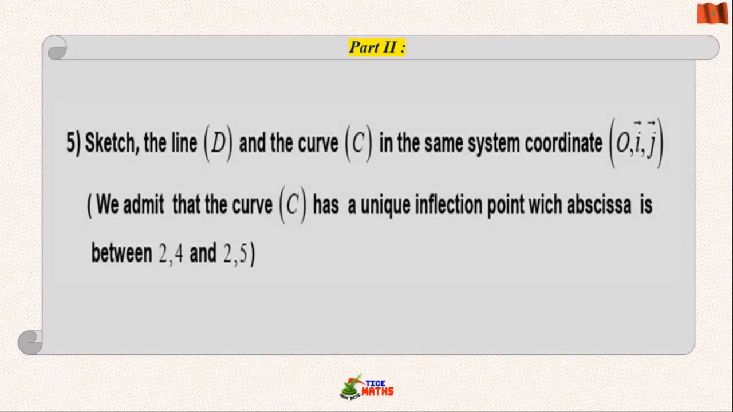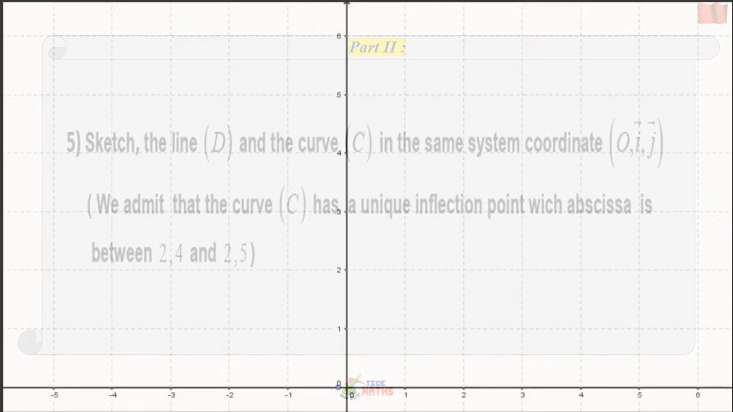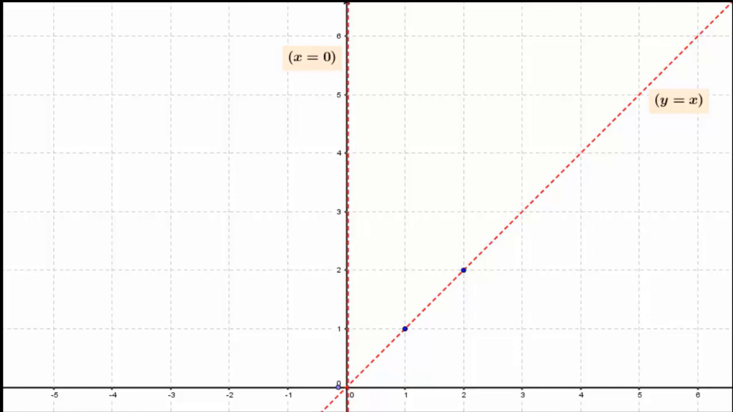Question 5. To sketch the curve C, specific steps must be followed. Firstly, a well-drawn coordinate system, the vertical asymptote x equals 0 and the straight line D: y equals x. Secondly, the graph C admits a horizontal tangent line at the point 1, f of 1, because the derivative f prime of x is null at 1.